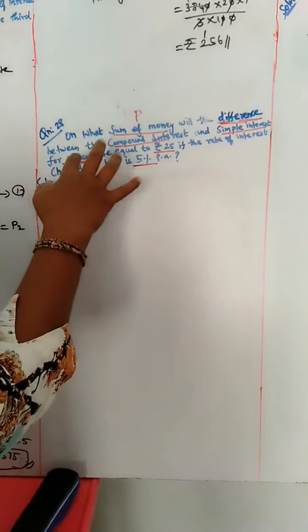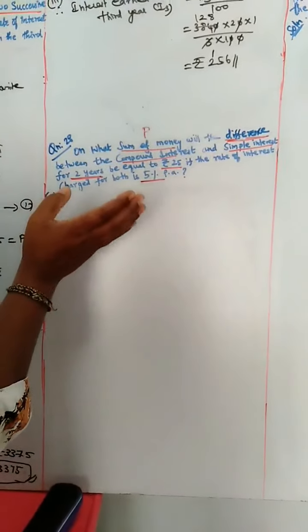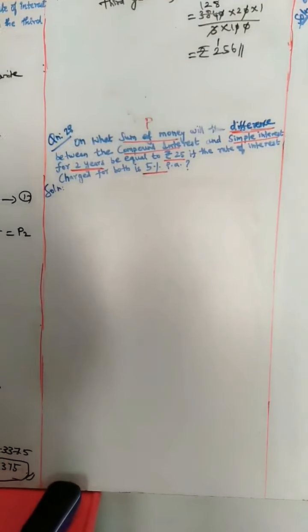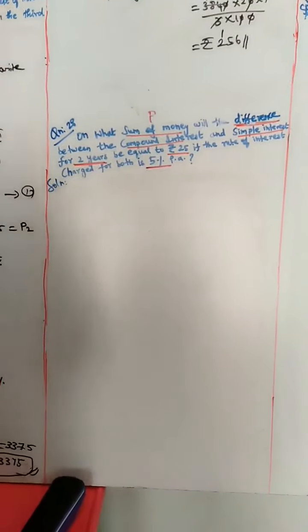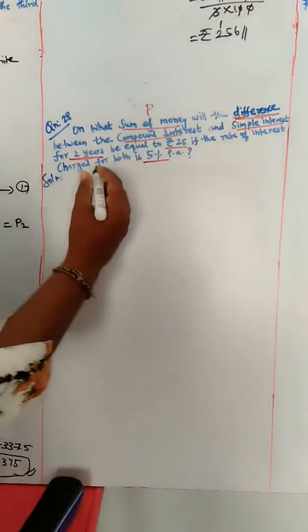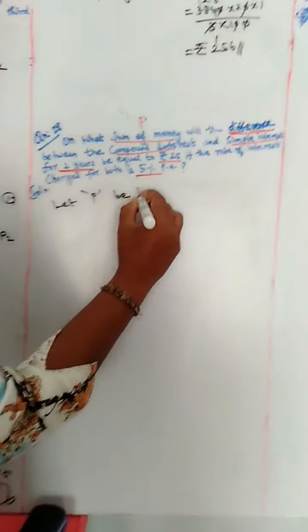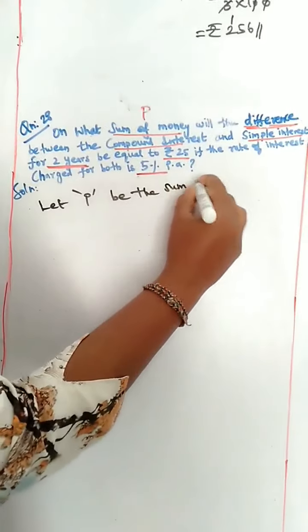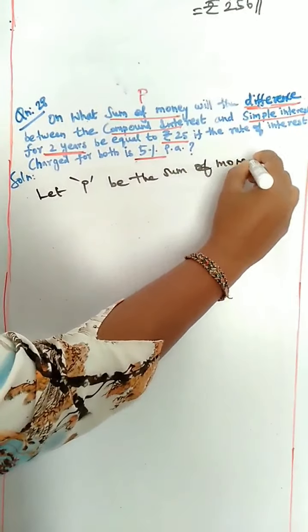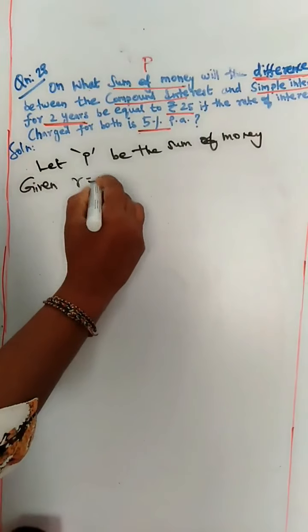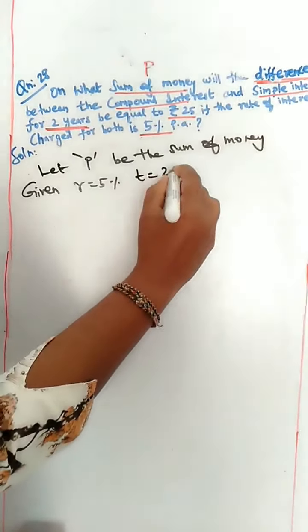Then the difference between the compound interest and simple interest is given here as 25, the rate of interest is 5%, and the time period is given as 2 years. So let us assume, let P be the sum of money. Given here R is equal to 5% and T is equal to 2 years.